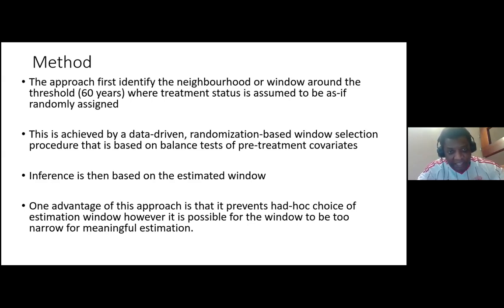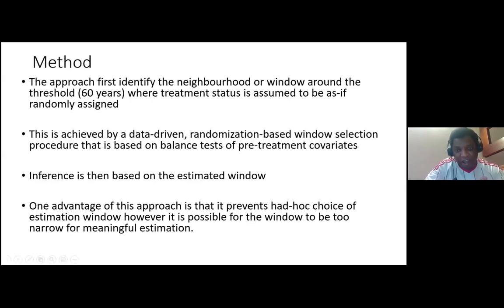Like I said, the method uses a data-driven, randomization-based window selection procedure that is based on balance tests. For all the other covariates that we intend to control for, the method checks for balance between those on one side of the threshold and the other, and chooses a window based on the balance statistics. So it only chooses a window for estimation where all the covariates included in the analysis are balanced. In that window, you can assume that you're dealing with a random experiment.